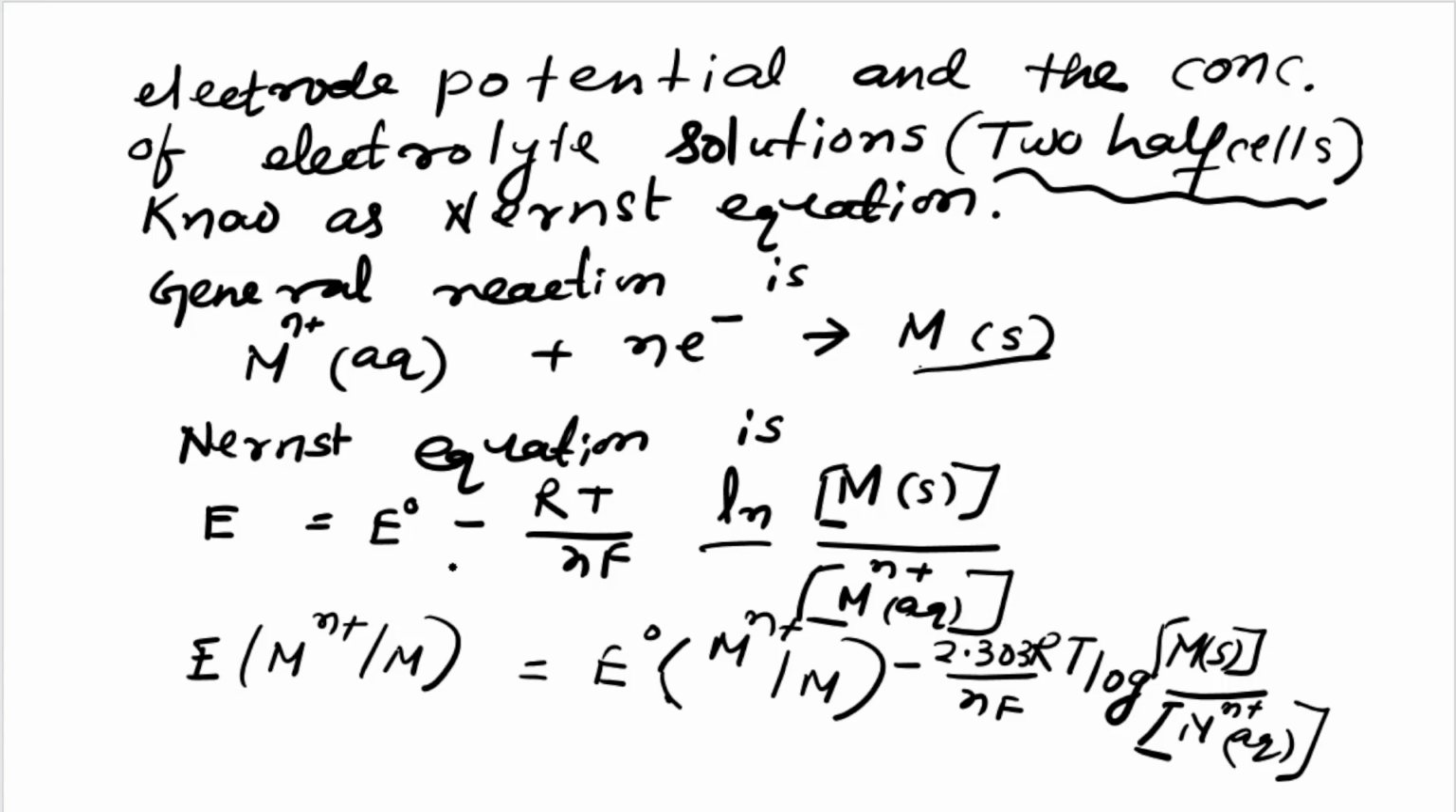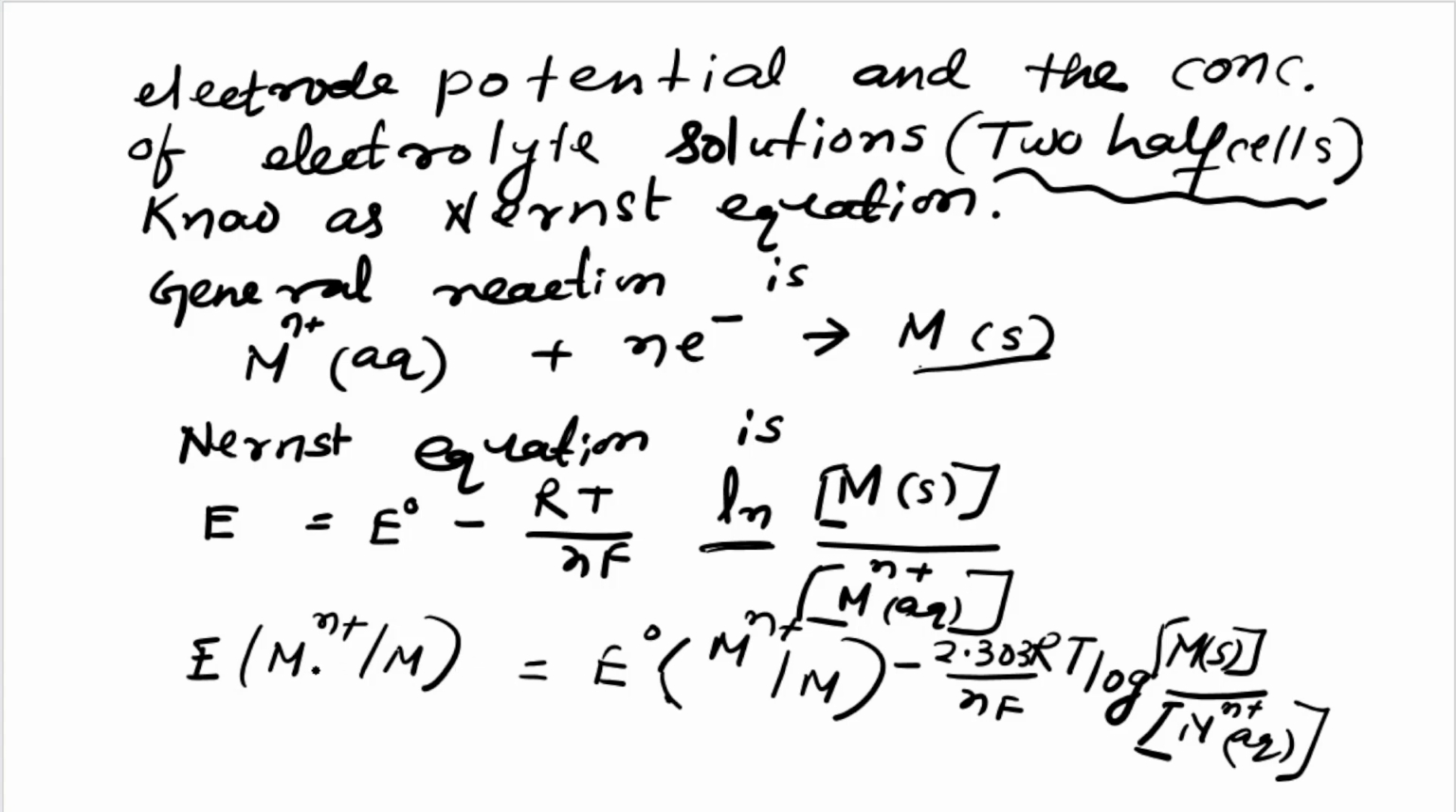Here you can observe that R means the gas constant, n is the number of electrons, T is the temperature, and F is the Faraday, that is 96500 coulombs, and you put all the values. And what is ln here? Instead of ln you can put 2.303 log. That means E equal to E0 minus RT by nF ln of the concentration of Ms by the concentration of Mn plus.